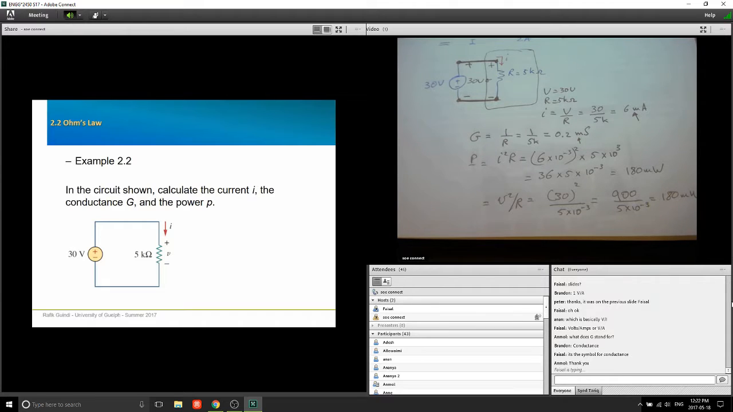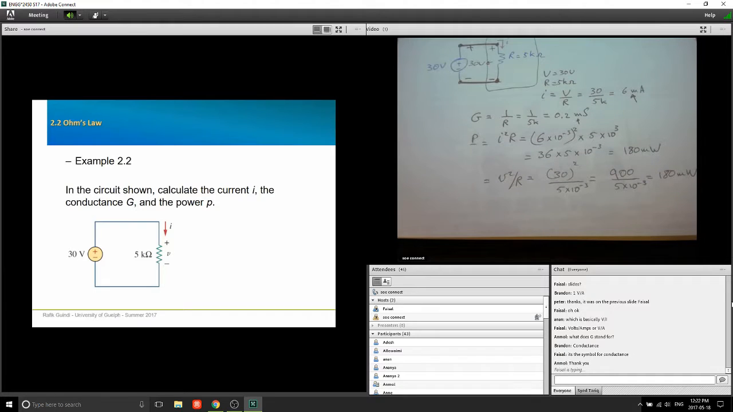And I'm going to do it a third time using the original equation for power, which is V times I. So it's 30 times current I. We found it to be 6 milliamps. So it's 180 milliwatts. Okay, so you could use whichever you're more comfortable with.